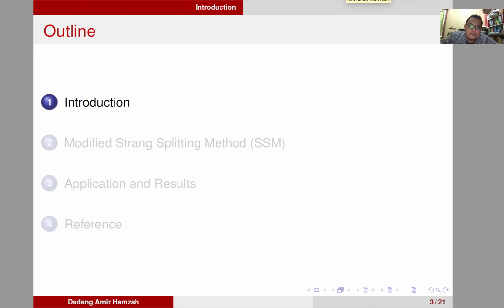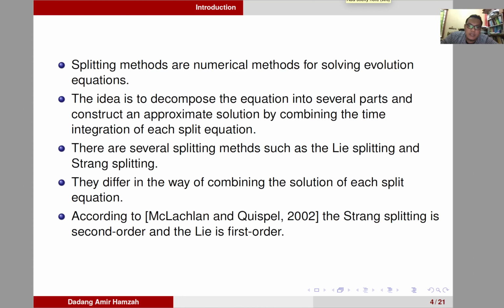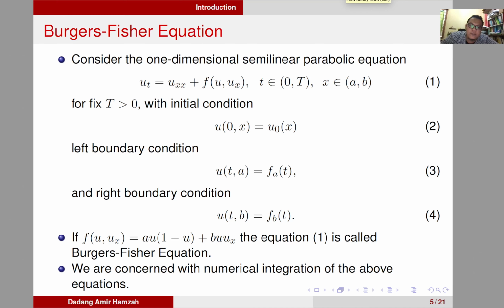Let's start with introduction. Splitting methods are numerical methods for solving evolution equations. The idea is to decompose the equation into several parts and construct an approximate solution by combining the time integration of each split equation. There are several splitting methods such as the Lie splitting and Strang splitting. They differ in the way of combining the solution of each split equation. According to McLachlan and Quispel, the Strang splitting is second order and Lie is first order.